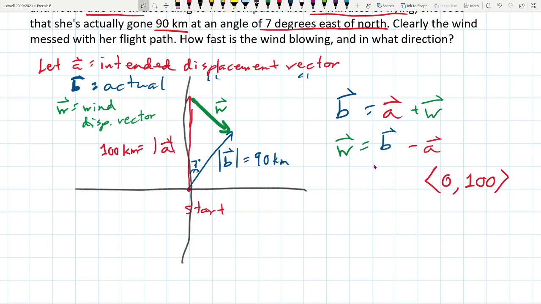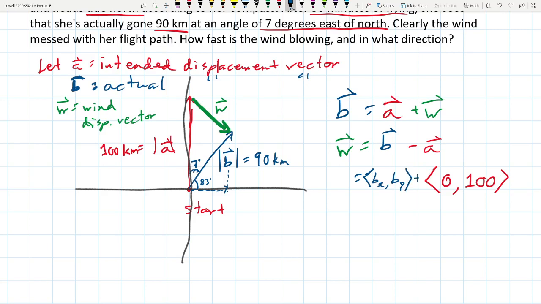Okie doke. I just changed the colors there. B is going to be a little bit more tricky, but we can handle it. Well, if that's 7 degrees, I know that this angle right here, which was in blue, is 83 degrees. And so I can get the x and y component, just like we did in the koala problem. Okay? So the x component, I'll call it b sub x, comma, b sub y.